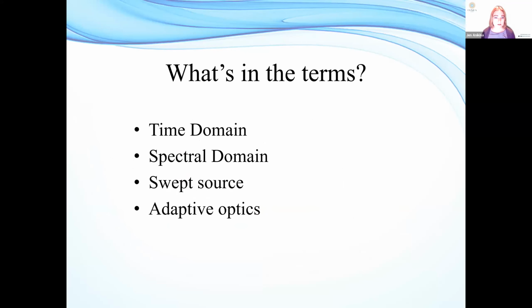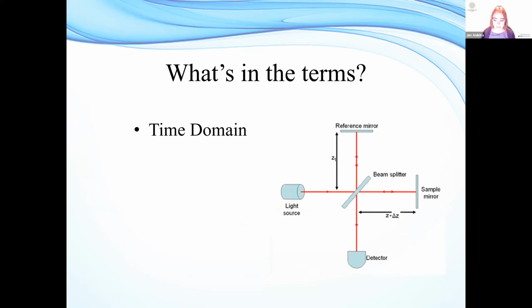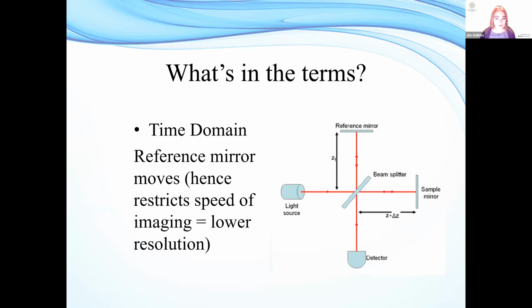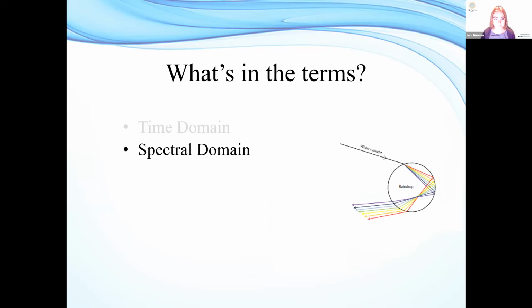So what's in the terms, time domain and spectral domain? Just a quick recap in case you've heard these terms and wondered. Time domain, going back to the picture we had, literally compares, using a little reference mirror which moves back and forth, how fast the light signal comes back from your retina to how fast it comes back off the reference mirror. That lets you calculate the depth of all the retinal layers and structures.